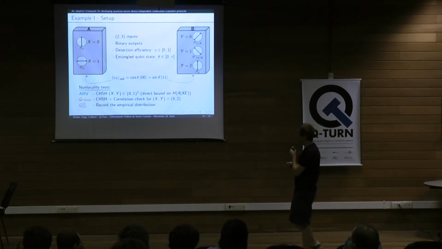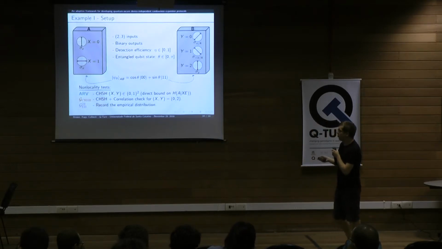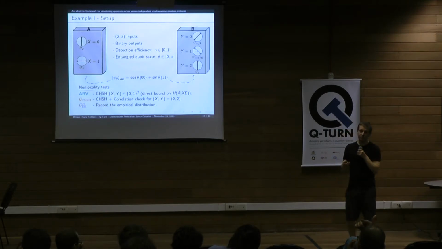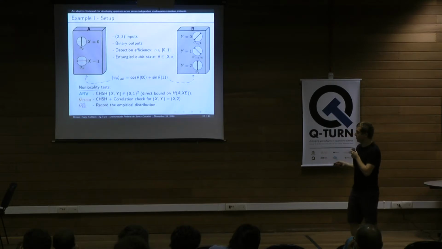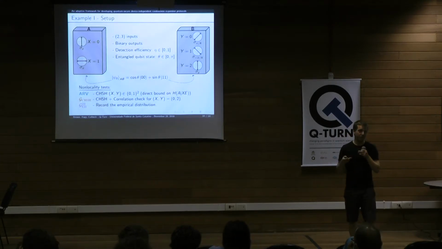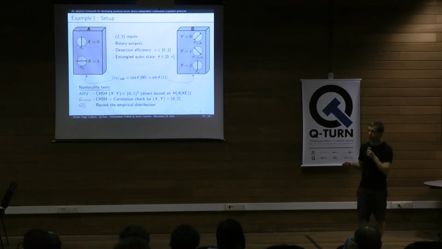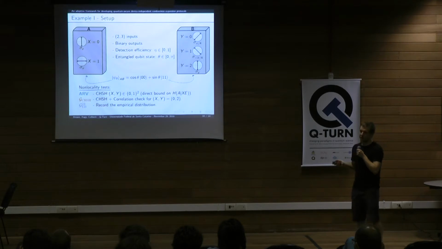We also looked at a third protocol where we try to get the most information out of our devices in a device-independent way. That would be to look at the entire distribution with which the devices are acting. So we don't coarse grain the information into a CHSH inequality. Instead, we try to estimate the entire empirical behavior.